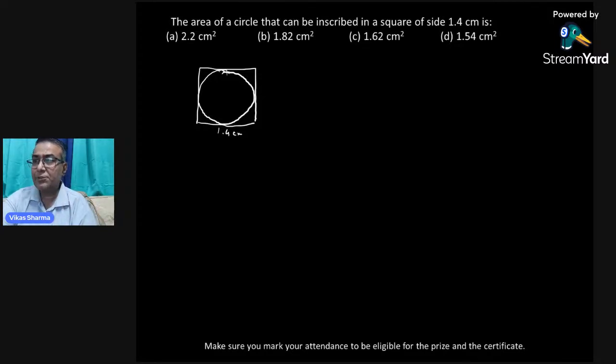Aditya says it should be option B, which is 1.82 square centimeters, and Bishmesh says option D.